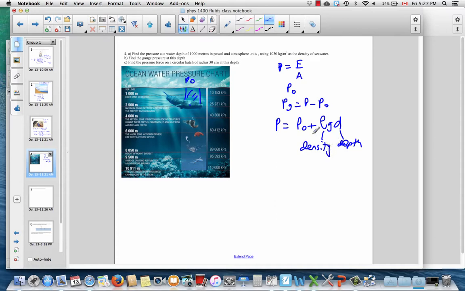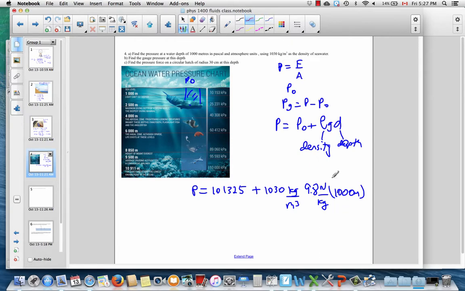So we could, for instance, find the water pressure 1,000 meters down in seawater. Now, fresh water would be 1,000. This is seawater, so the density is a little higher. So we substitute in atmospheric pressure, density of seawater, I'll put the units in. G is the Earth's gravity field, that's 9.8 newtons for every kilogram, and the depth we were looking for was 1,000 meters.